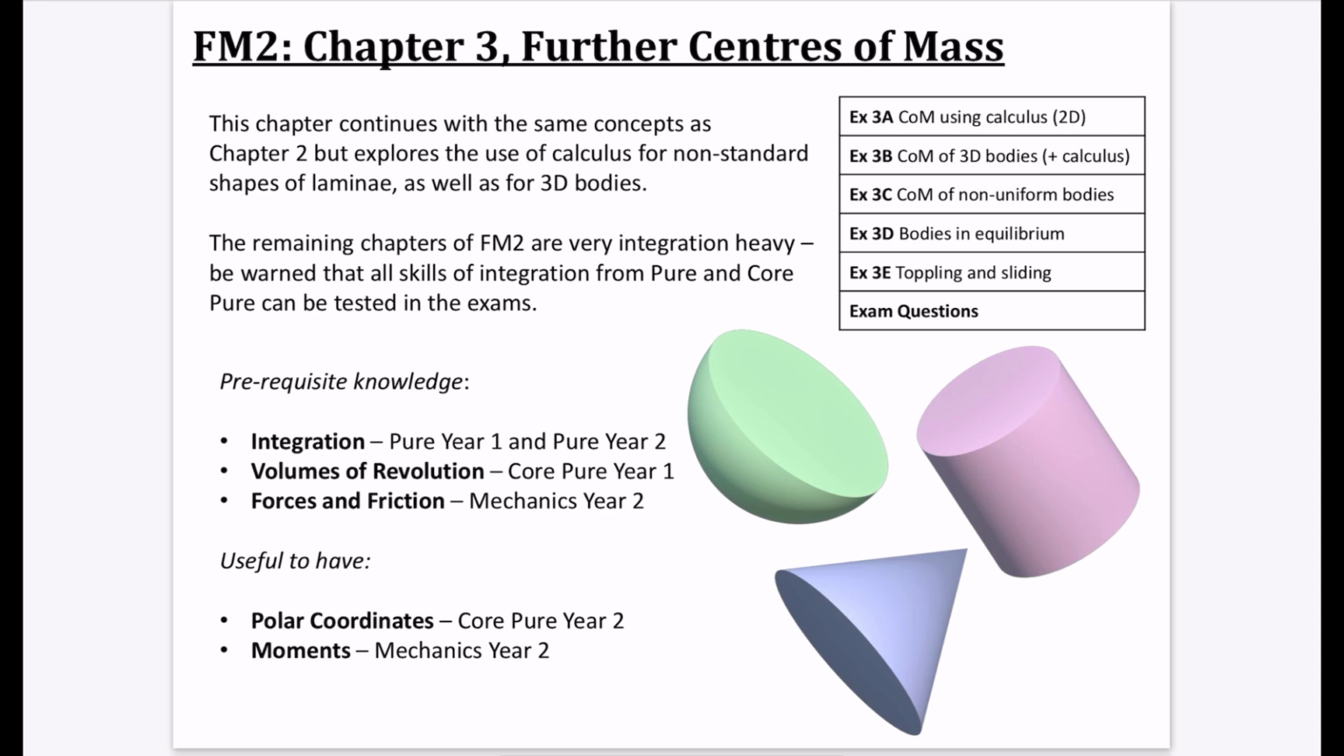So I've got some prerequisite knowledge here so that you know if you haven't done these things, it's probably not a good idea to try and start this one. First of all, I think you really should have done integration from pure year 1 and pure year 2 of normal maths. You also need to have done volumes of revolution from core pure year 1, which I imagine you would have if you're doing this A2 chapter from Further Mechanics 2.